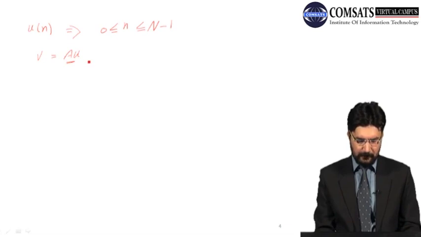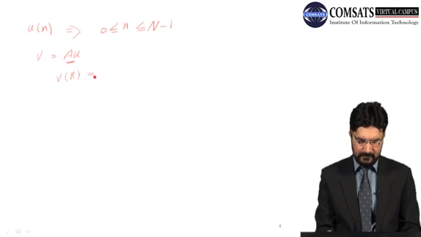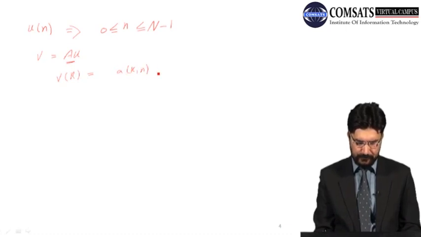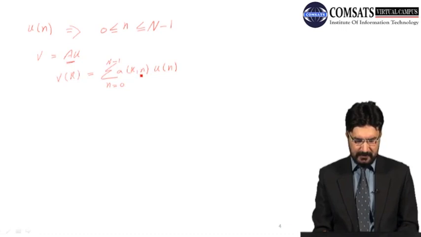If we want to represent this in the form of a matrix, then it can be represented as v(k) is equal to the summation of a(k,n) times u(n), for n equal to 0 to N minus 1. So this is a simple input discrete sequence.